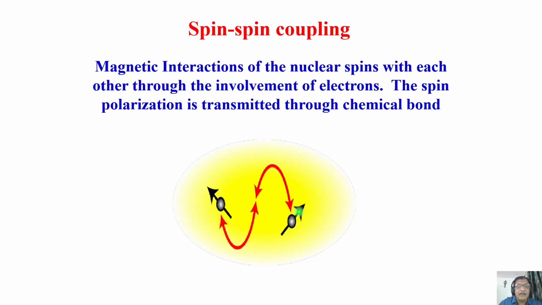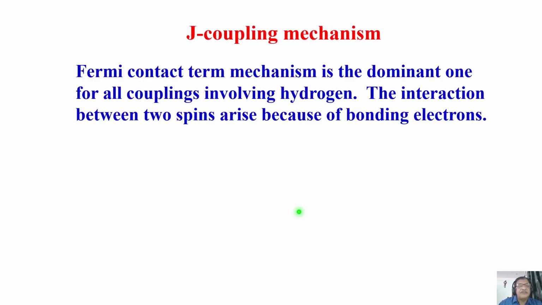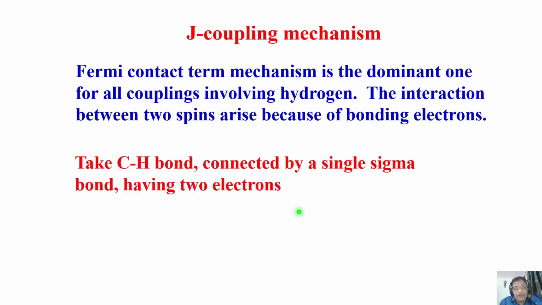If that is the idea, what is the mechanism? How does one nuclear spin see the other nuclear spin? How do they interact? One of the dominant interaction mechanisms is what is called Fermi contact interaction. This arises because of bonding electrons. Remember, the Fermi interaction is there. That is very, very important.